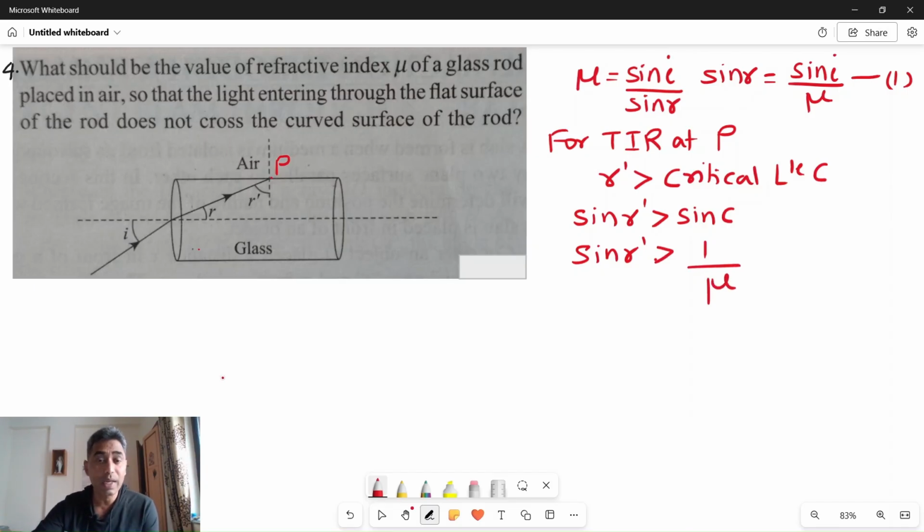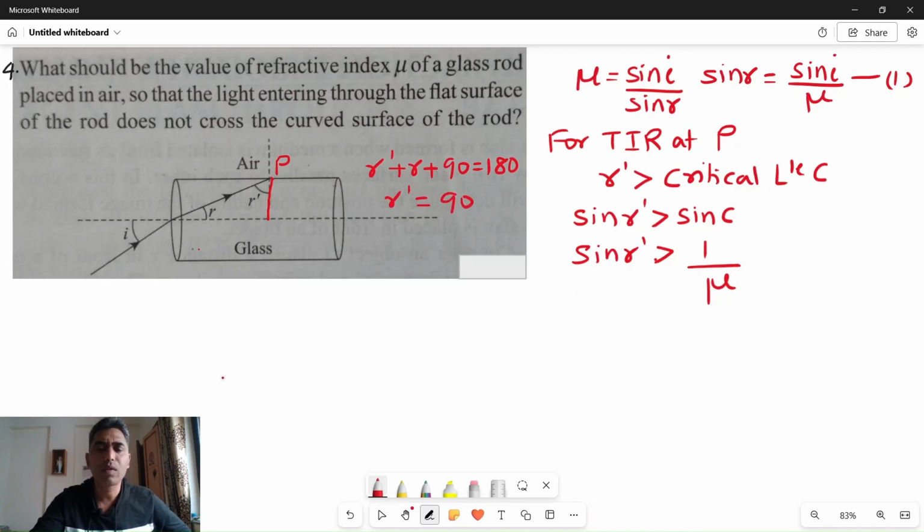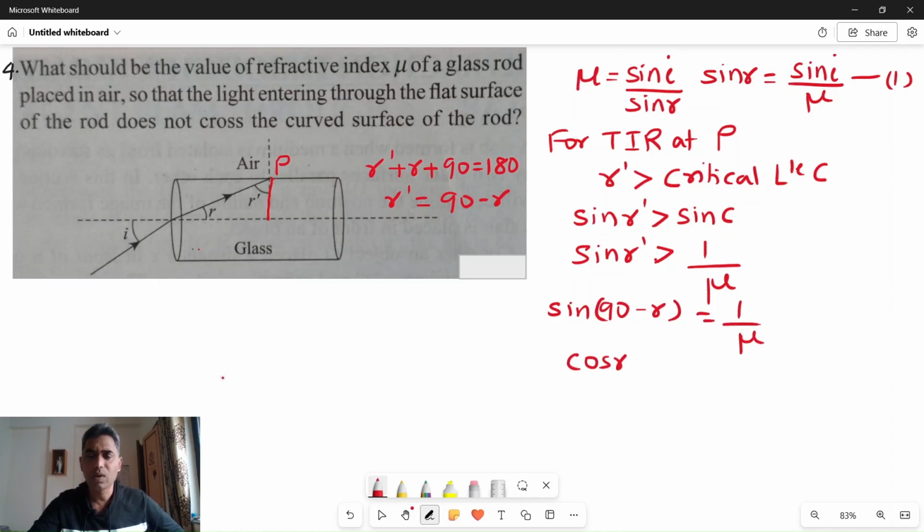Correct? Now, if you look at this triangle here, R dash plus R plus 90, this total is 180, right? So that means, what is R dash? R dash, can we write it as 90 minus R? So if you just put it here, this will be sine of 90 minus R is equal to 1 over mu. Sine of 90 minus R is nothing but cos R. Cos R is 1 upon mu.